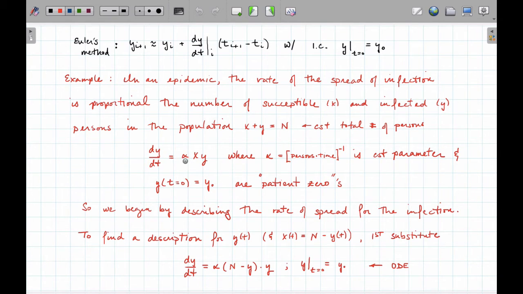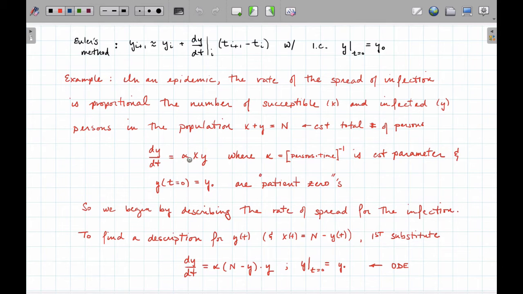So in this expression here, X and Y are related by an algebraic constraint. In our simple situation here, we're going to say that all people fall into one of those two bins, and so the total number in the population being a constant, X and Y are related to one another. X plus Y is a constant.